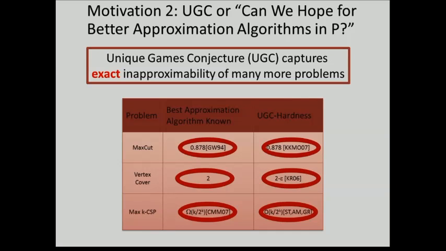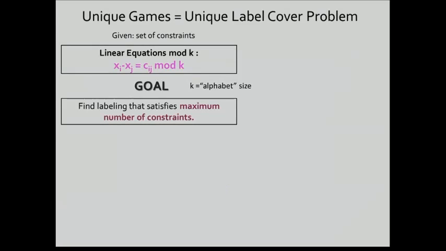Okay, so what is Unique Games? I'm going to go through this a bit fast because I want to make a point. A Unique Games instance is a set of equations. Let's say now they're linear equations modulo some prime. It's as hard as in the general case, but let's focus on this case now for simplicity.